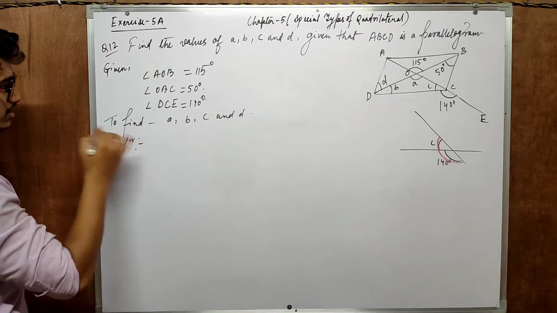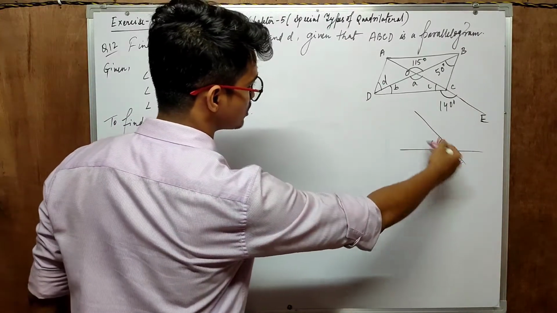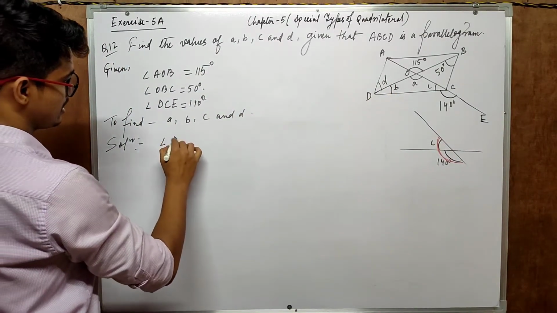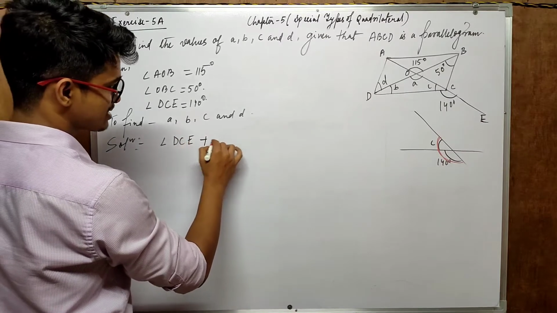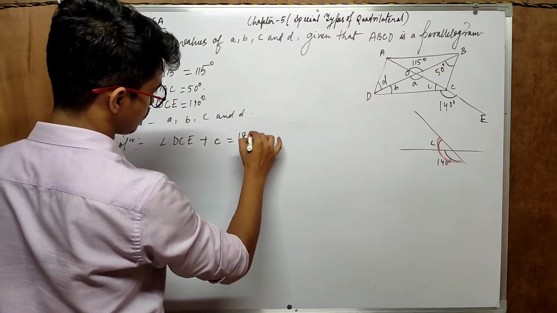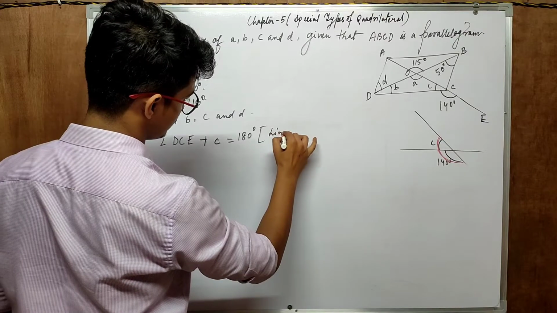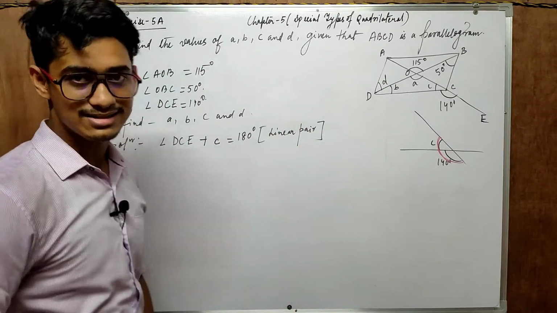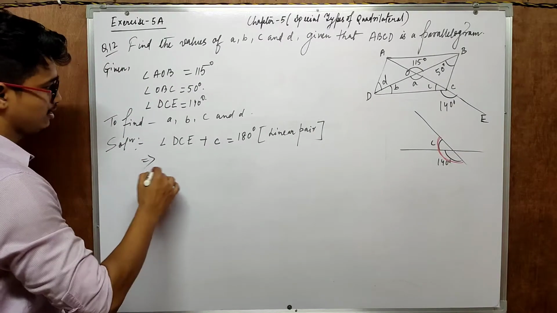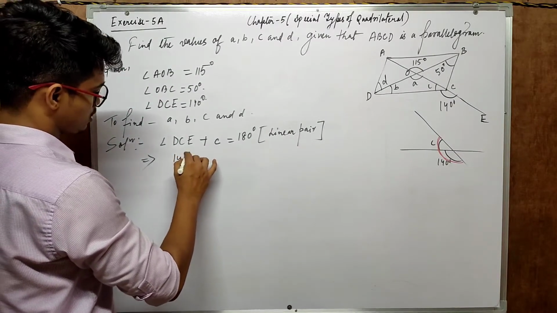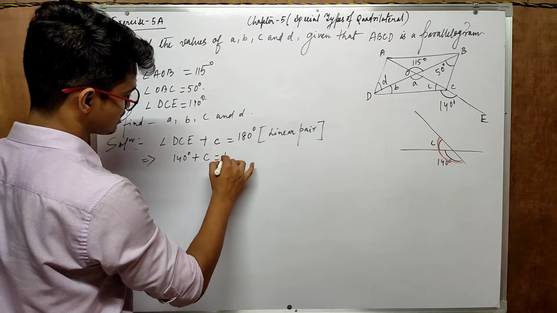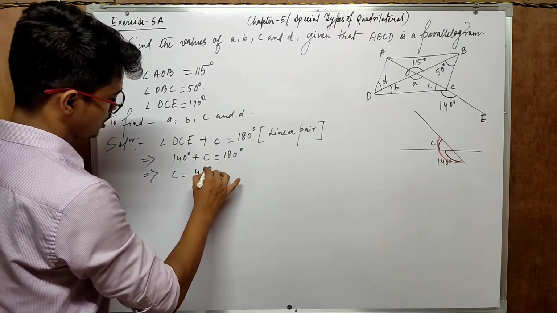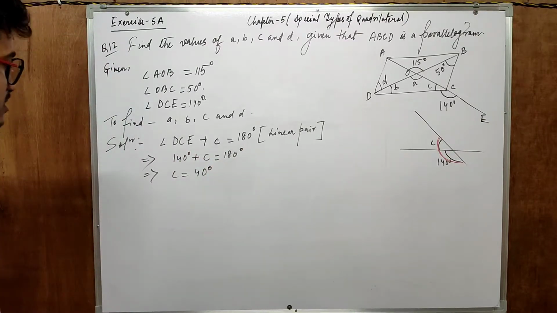The first one that we have proved, that is this part which is creating 180 degrees. So we can write angle DCE plus C equals 180 degrees. And what is the reasoning? Linear pair. Make sure you write the reasoning also, because without reasoning we cannot assign this as true. So C equals 180 minus 140, that is 40 degrees.